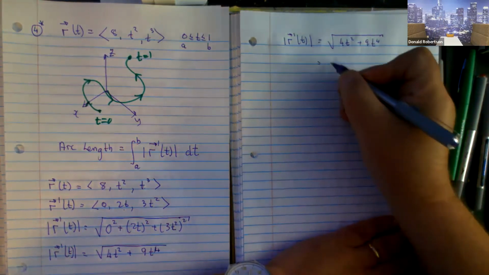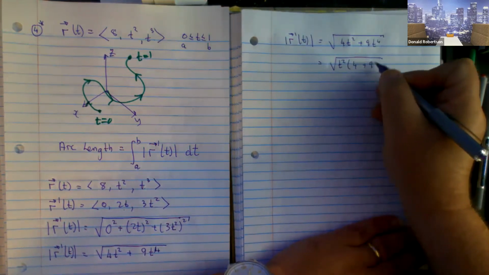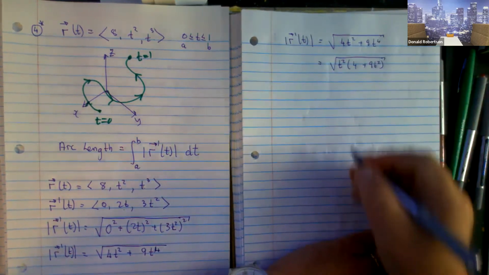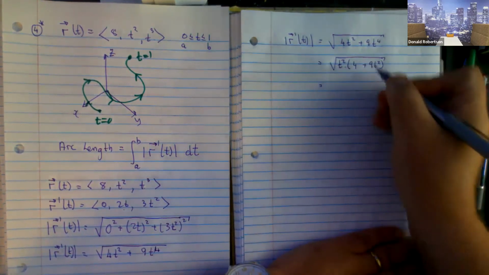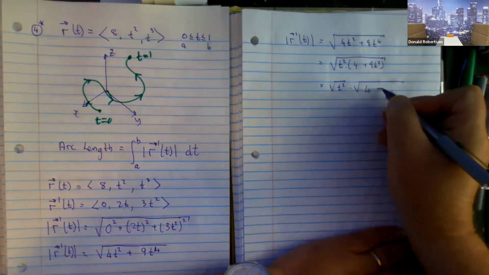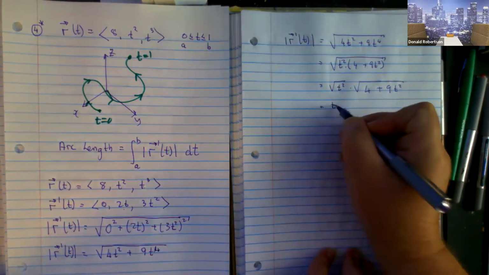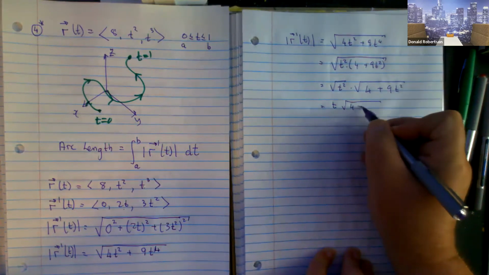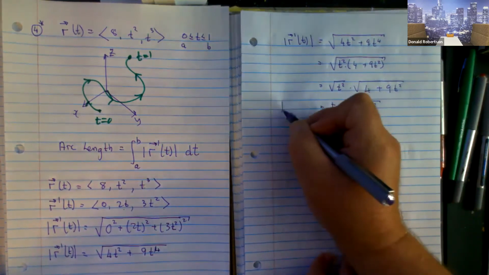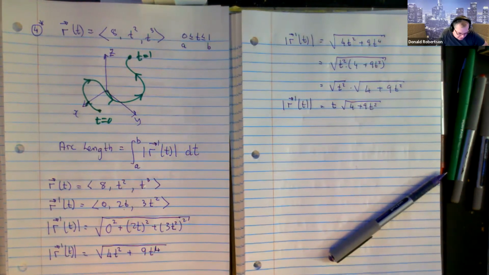What I can, however, do is pull out a t squared as a common factor. And when two things are multiplied inside the square root, you are then allowed to do each one separately. And the square root of t squared is going to be t. So what I have here is the best version of the magnitude of that guy. It might not look great, but it's the best I can do, and it will work.